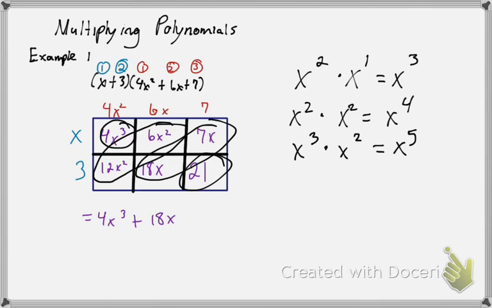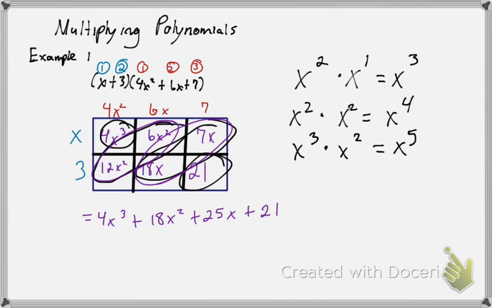So 4x cubed, and then we have 12x squared plus 6x squared would make 18x squared. When I have 18x and 7x, that would give us a total of 25x, and then we just have a 21 left over at the end.